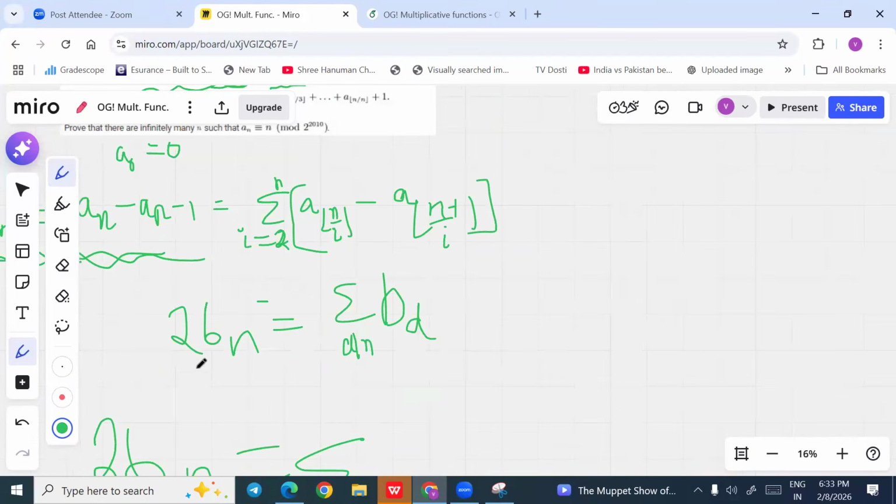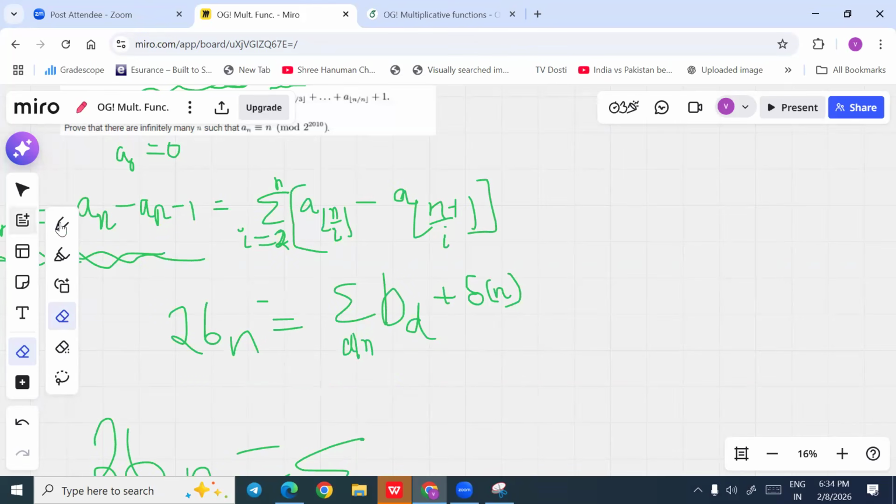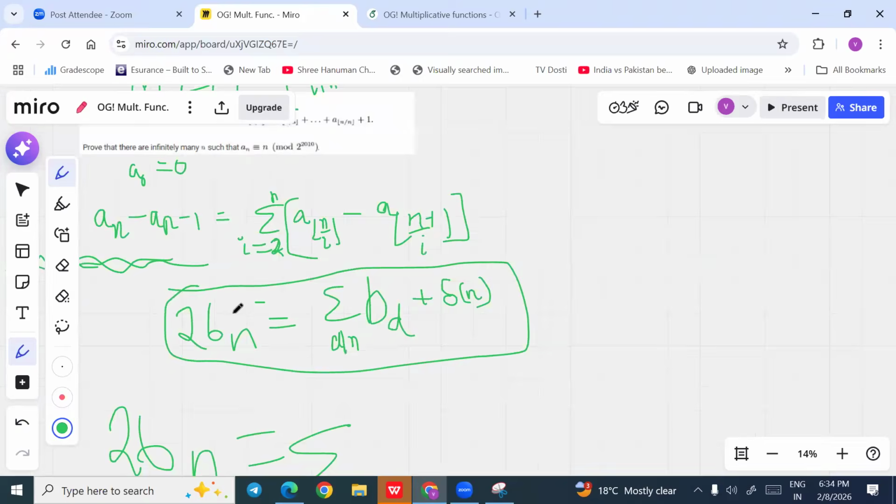Now this has a problem. So this relation is true for all n greater than 1, but at n equal to 1, you have to add a 1 as well over this, right? Is that clear? So you indeed just add another function, the delta of n over here. This is just 1 at n equal to 1, and for n greater than 1 it is 0. And so we have just adjusted this in general.